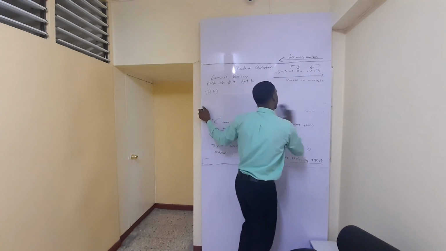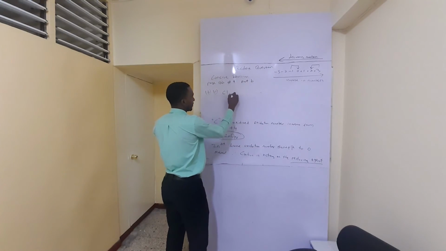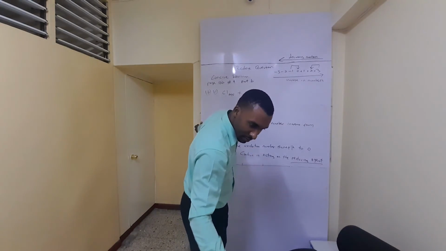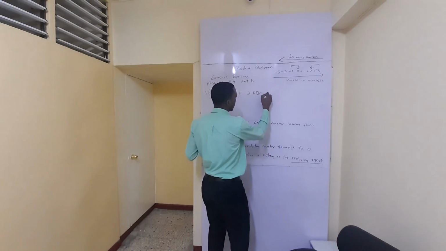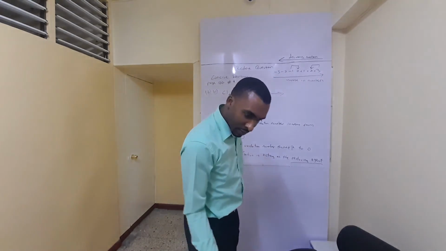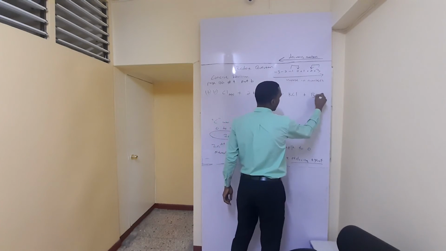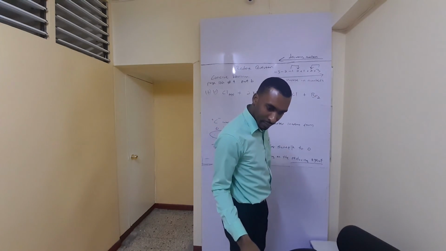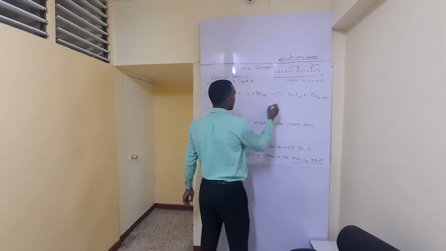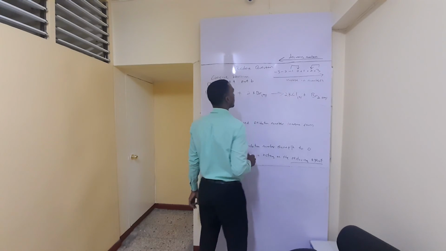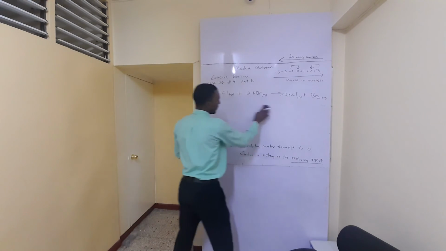This equation was chlorine gas plus potassium bromide aqueous, giving KCl plus bromine liquid. Leave that, we need a 2 here as well. Now, let's calculate the oxidation number for all the elements here.